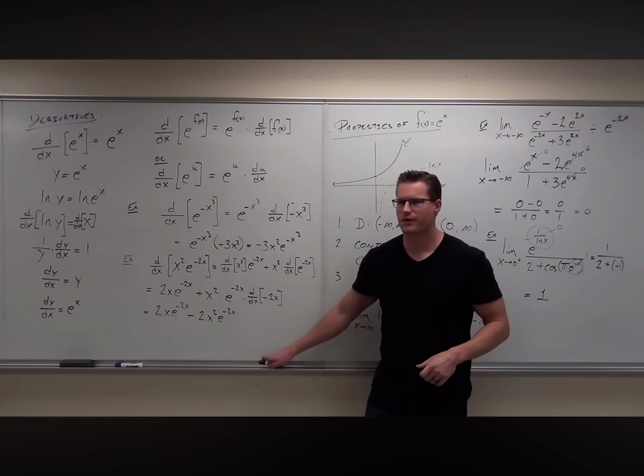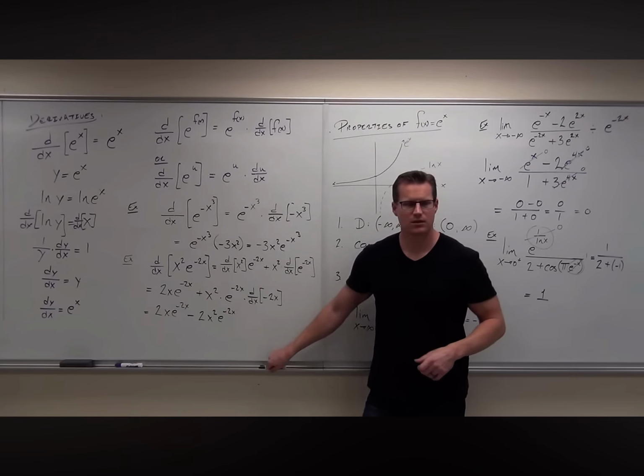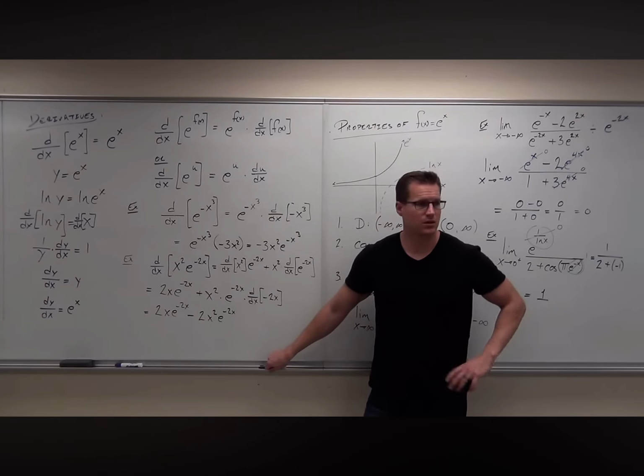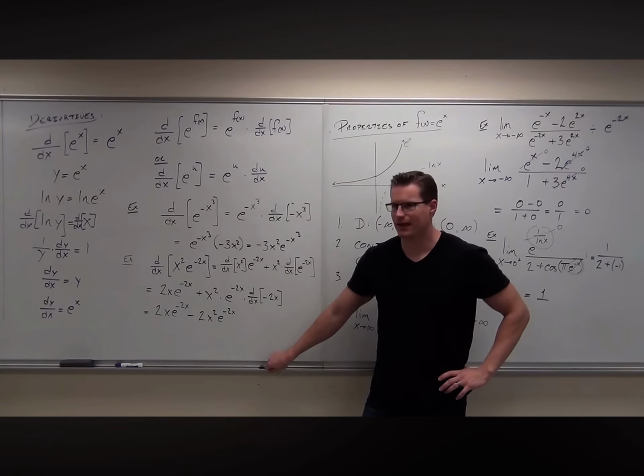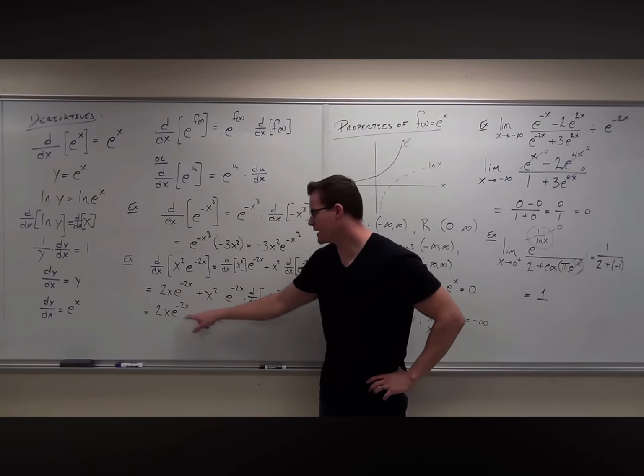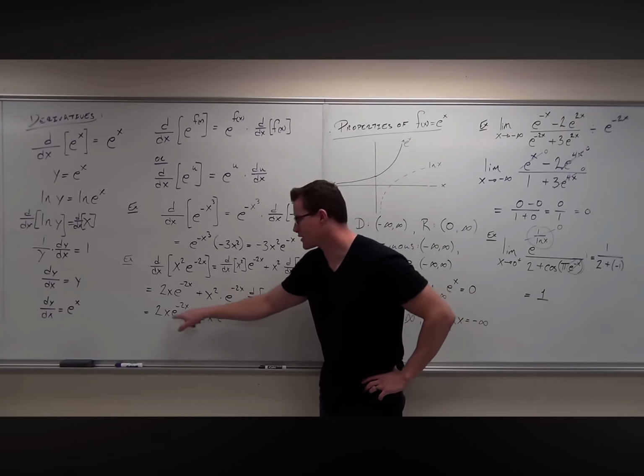Tell me one more thing that we could do here. What can you do? Combine, no, because we don't have any like terms. We can factor for sure. We can factor out a 2. We can factor out an x. We can factor out an e to the negative 2x.